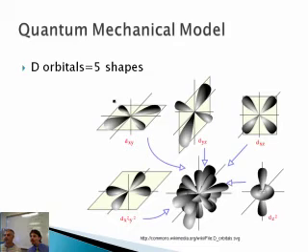Teacher. Yeah. And the third type is called the d orbitals. There are 5 different shapes.